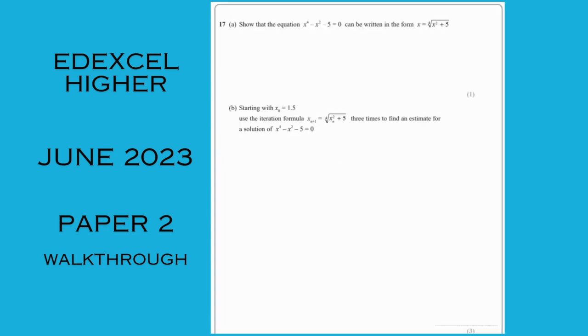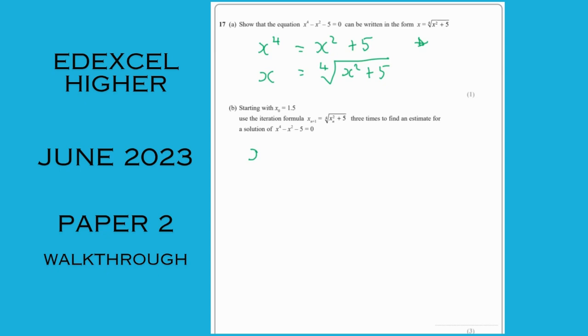So for number 17, we start with a bit of rearranging, with the clue being the fourth root is the last thing to be done. So the first thing to be done is add your x squared and your 5 to both sides before you take fourth roots. And the key is it's that middle line there. That's what the examiners want to see.